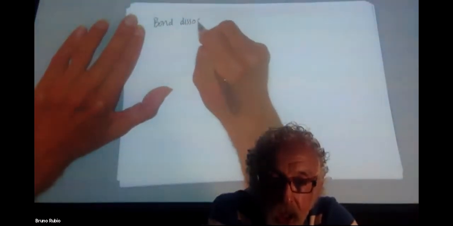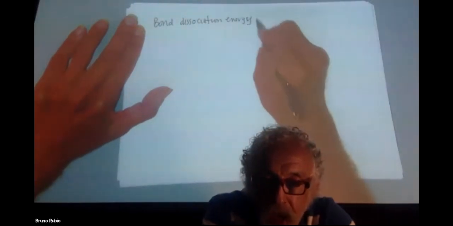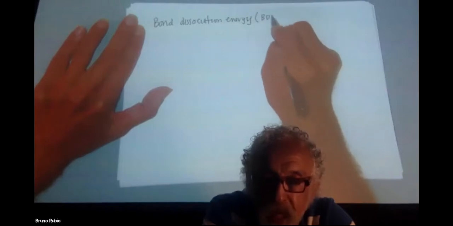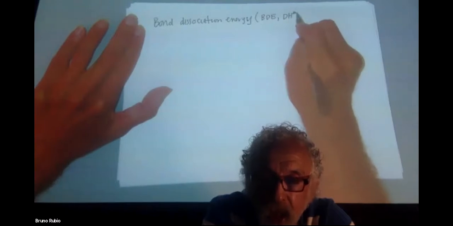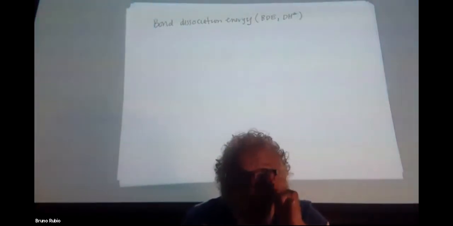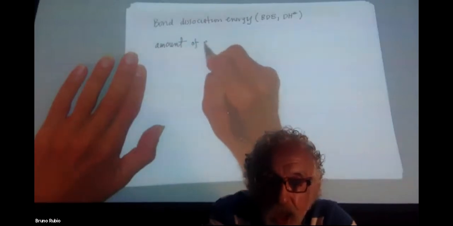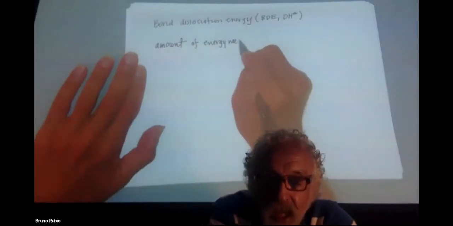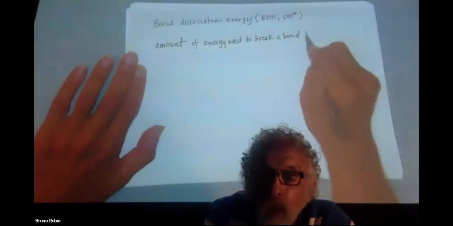Bond dissociation energies. This is abbreviated BDE. Also, you see in some textbooks something that's called DH standard. This is the amount of energy needed to break a bond homolytically.